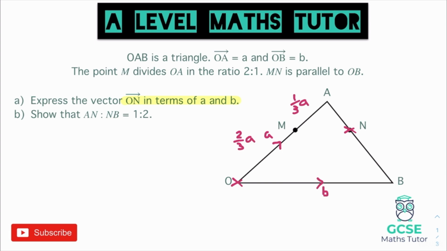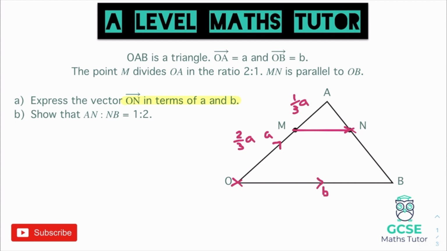So we're going to need to look at this and think about the fact that M to N is parallel to O to B. And looking at O to B, which only has a B in its vector, means that M to N must be a fraction of B, so it won't have any A's in. That should help us to work it out.